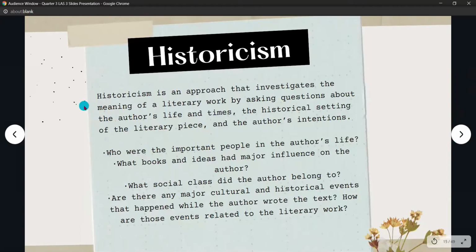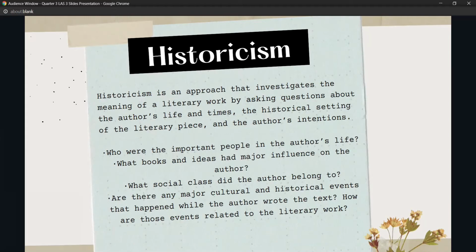Historicism is an approach that investigates the meaning of a literary work by asking questions about the author's life and times, the historical setting of the literary piece, and the author's intentions. The guide questions in using historicism are: who were the important people in the author's life?